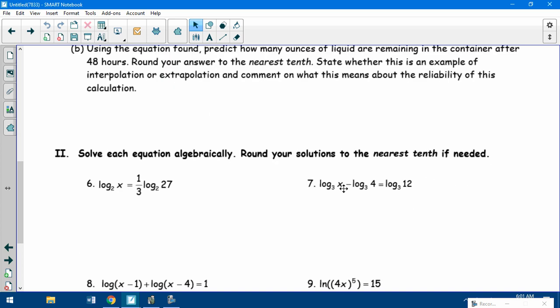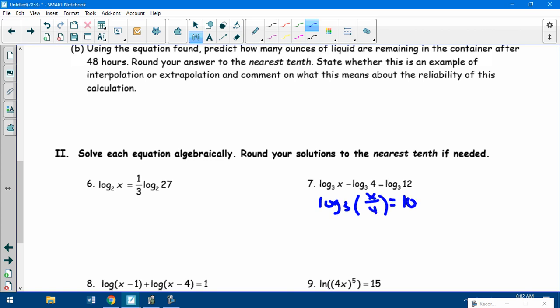So 7, whenever you've got more than one log on a certain side, you've got to use log properties. Remember to combine those. So 2 logs subtracted, what's that become? 1 log divided. So log base 3 of x over 4 equals log base 3 of 12. And then how do I get rid of those logs? By exponentiating. I want to exponentiate by 3 on both sides.